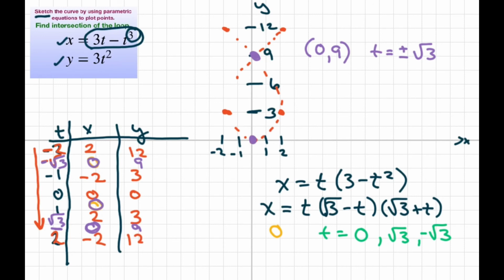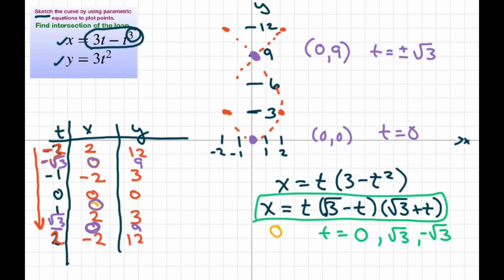My turning point here is at 0, 0, and that's when t equals 0. So that's looking at this. All right, now we can kind of complete this. So it's going up this way. It's going through 0, 9, coming back around, and going this way. So let's draw some arrows to show our orientation. So this is how the movement's going.